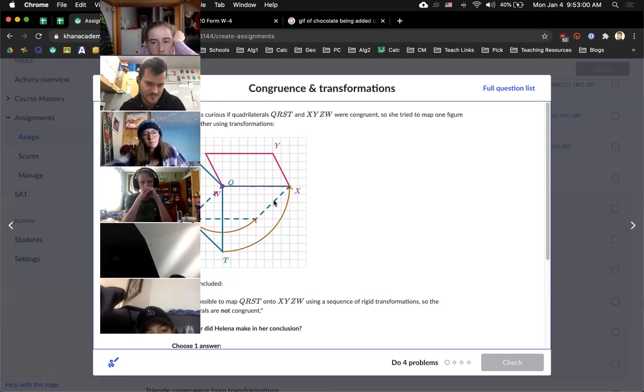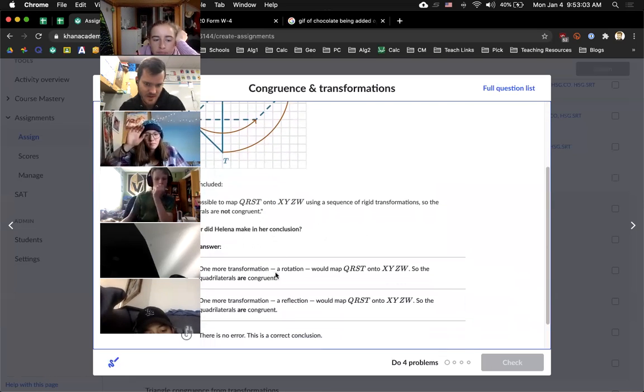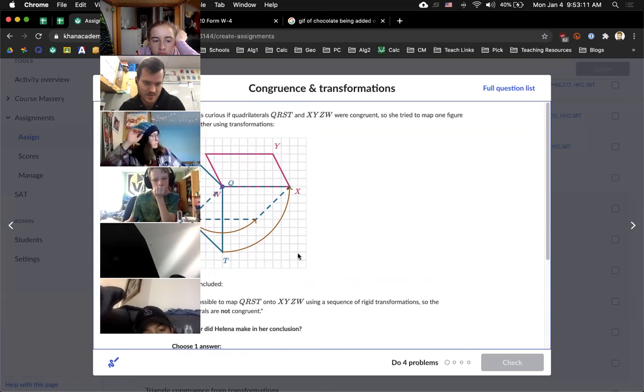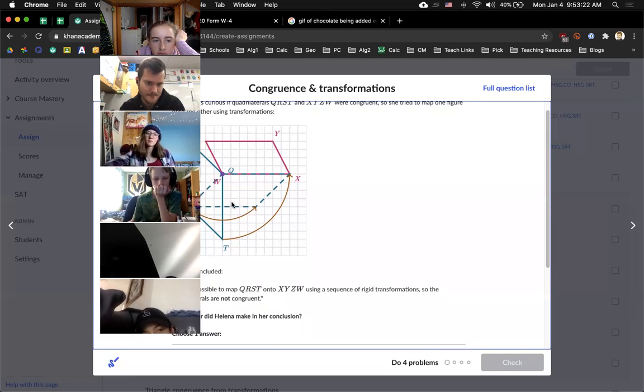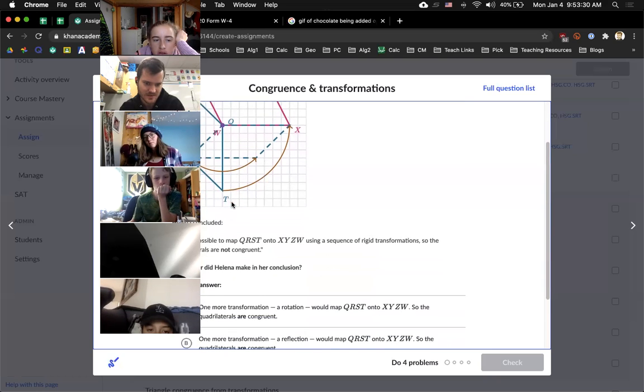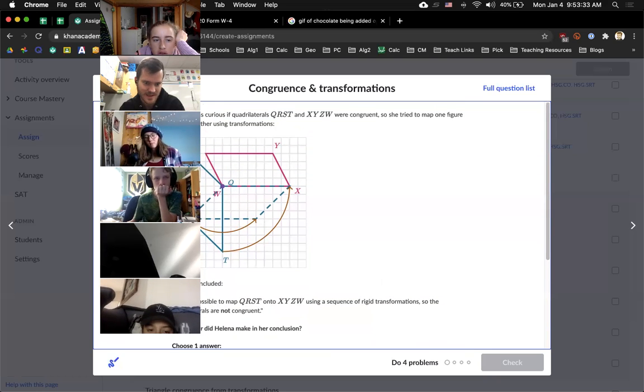Well, I don't know. I think that we might be able to map them using a rotation or reflection. I think one of these two might work. A rotation or a reflection. Which one of these would map it? Actually, this one is kind of a hard question because you can see that this S point, which is, I guess, R prime.